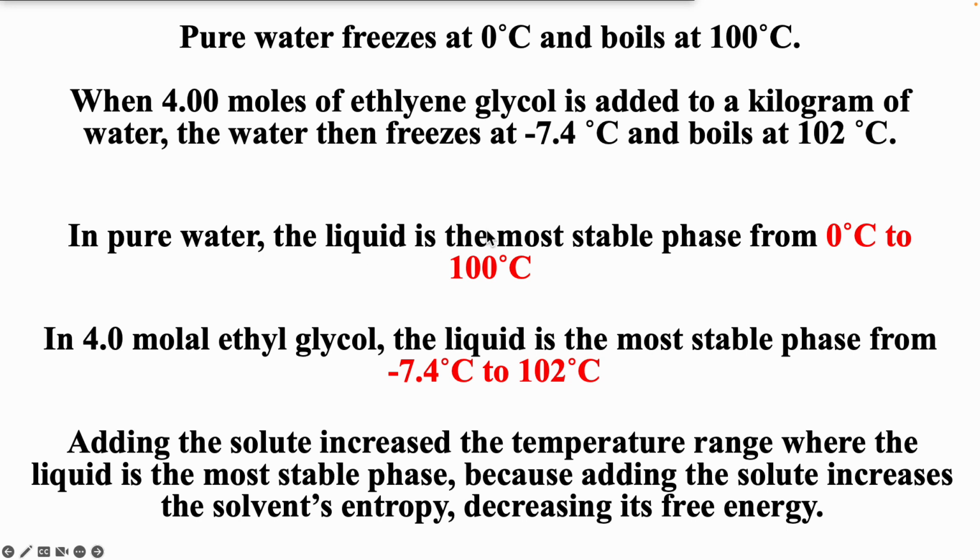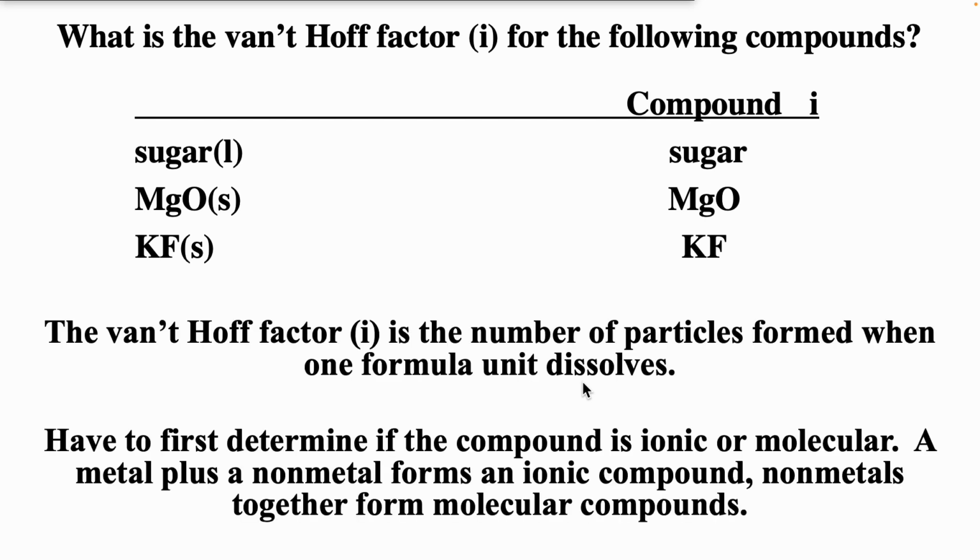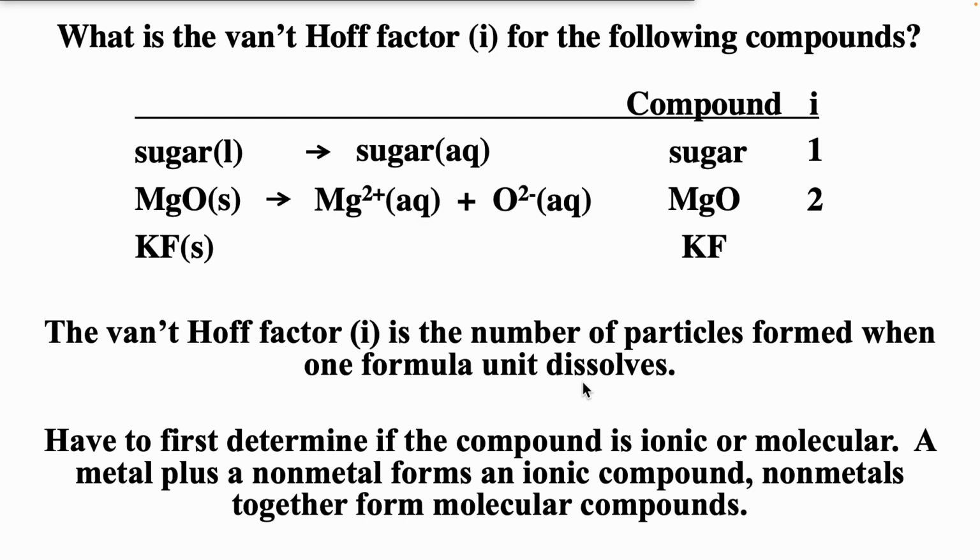And so for pure water, it's the most stable phase from 0 degrees Celsius to 100 degrees Celsius. For this solution, the solution is going to be the most stable phase from minus 7 degrees Celsius to 102 degrees Celsius. So adding the solute, adding the ethylene glycol, increased the entropy, lowered the Gibbs free energy, increased the range where the solution was the most stable. Again, van 't Hoff factor is just the number of particles per formula unit. So for sugar, van 't Hoff factor is going to be 1, magnesium oxide 2, and potassium fluoride will also be 2.